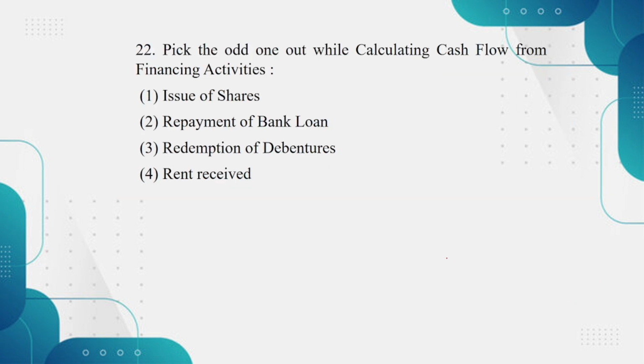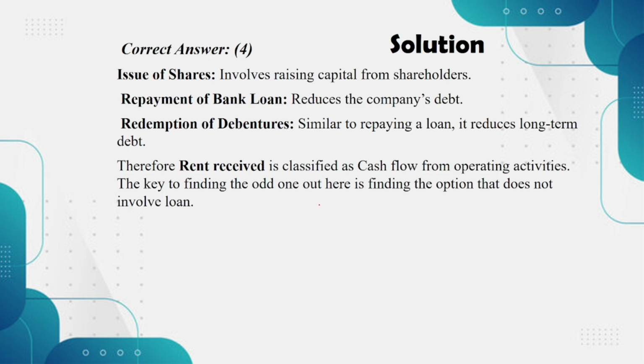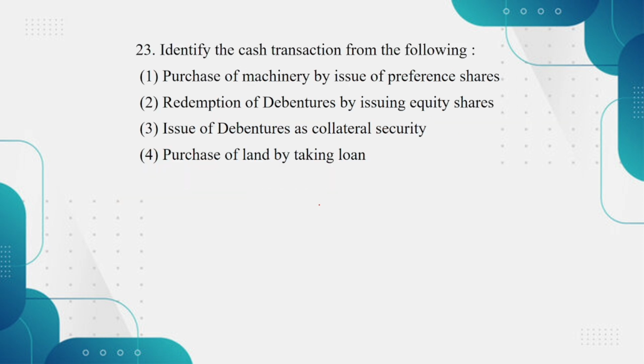Pick the odd one out while calculating cash flow from financing activity. You know very well, issue of shares is there, repayment of bank loan is there, redemption of debenture is there, but rent received is a part of investing activity. Please remember, fourth is the answer, rent received.